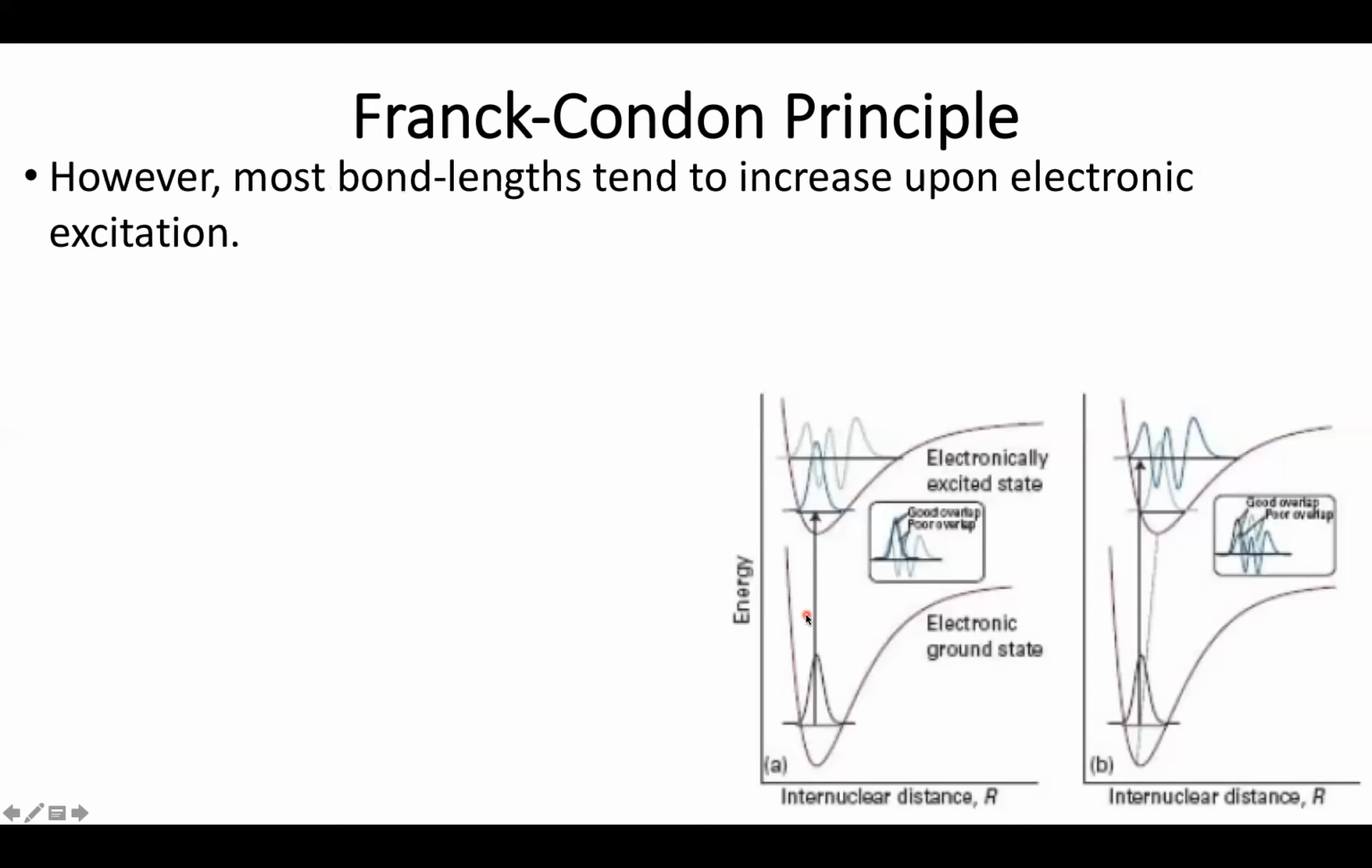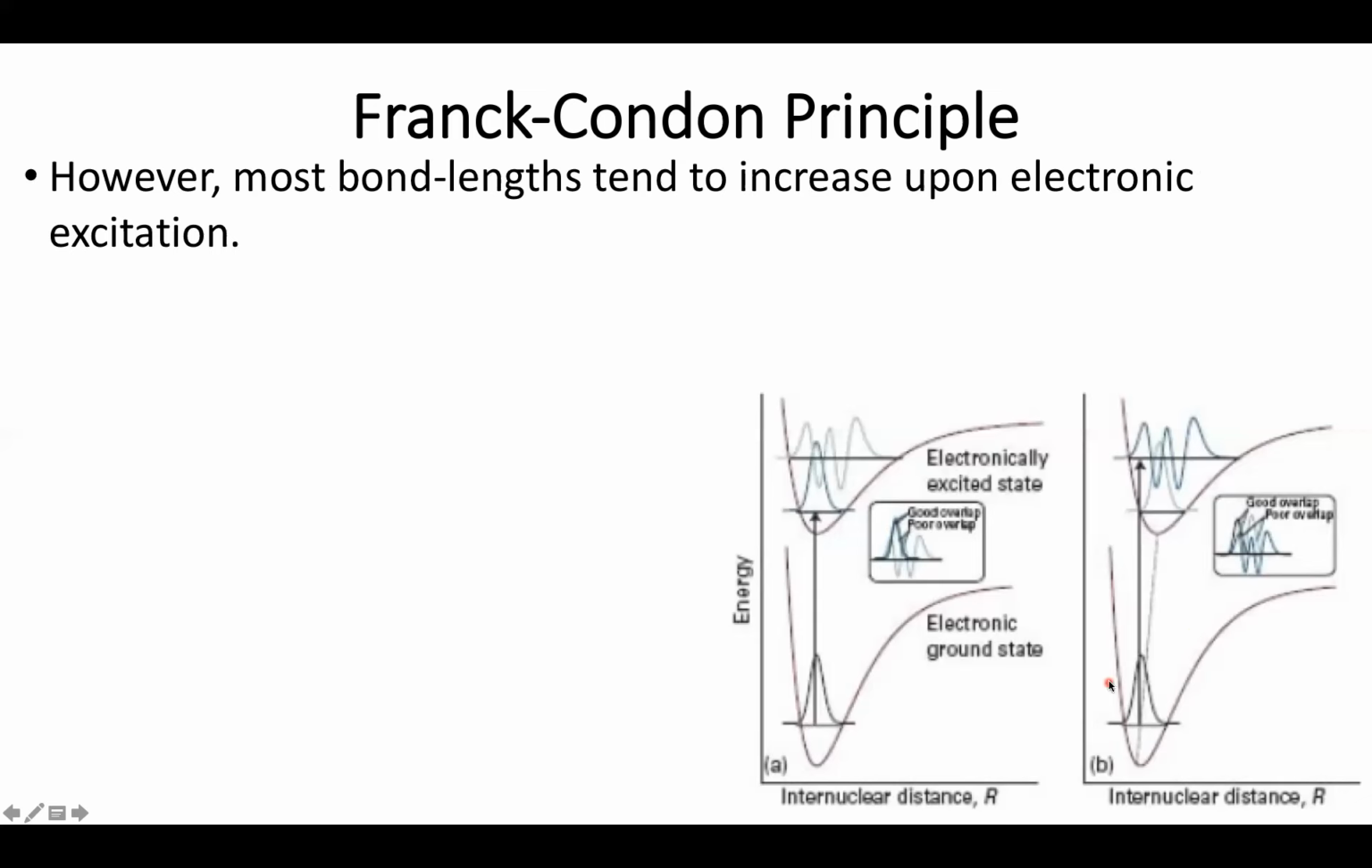However, most of the time, we're going to expect that equilibrium bond length to move. Again, we typically would expect to excite an electron from a bonding orbital to an antibonding orbital, which should decrease the bond order, increasing bond length.